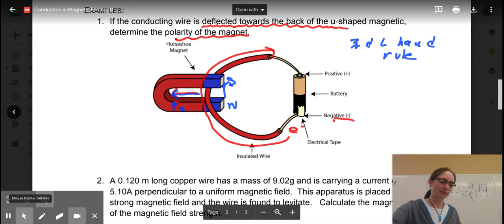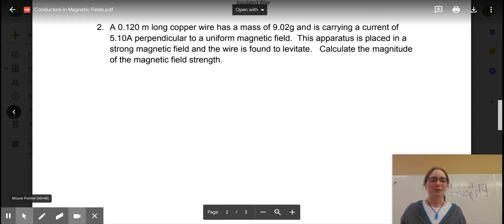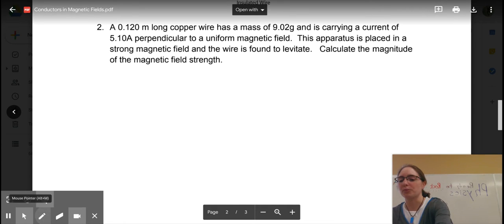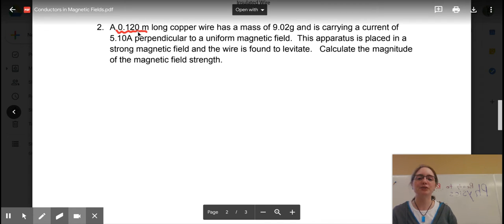Okay. So I'm going to scroll down to our next question here. We're going to get to said calculations. So I'm going to go back to red. There we go. All right. A 1.20 meter long copper wire has a mass of 9.02 grams, is carrying a current of 5.10 amps perpendicular to a uniform magnetic field.